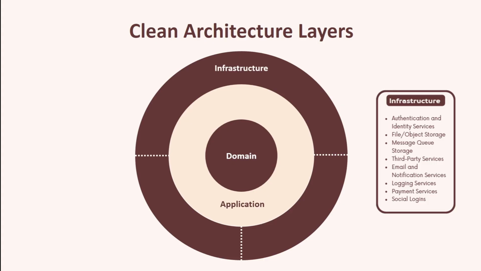Next, we have the infrastructure layer. This layer handles the rest of the external details and implementations of the interfaces defined in the application layer. This is the place where you connect to third-party services and handle things like logging, authentication, or file storage. This layer contains authentication and identity services, file or object storage, message queue storage, third-party services, email and notification services, logging services, payment services, social logins, and so on.